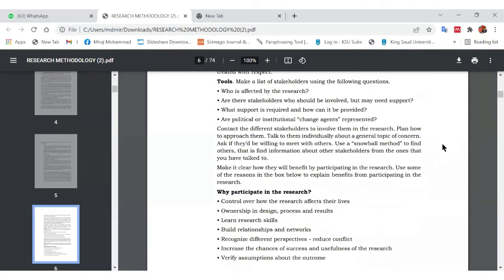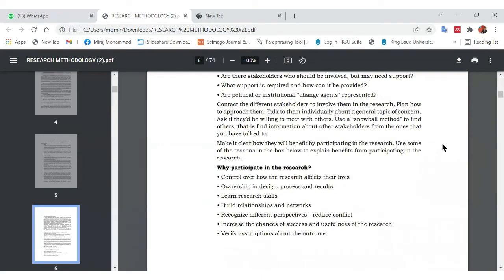Why do you have to ask the various stakeholders why you should participate in research? Because suppose you are going to make a methodology or a project, you should first know how to participate in the research and why you should participate in research as a student. Because it will give you control over how research affects their lives. What is the role of research? Because research will give you new information and new areas, or you can explore new areas which might significantly affect your outcome.